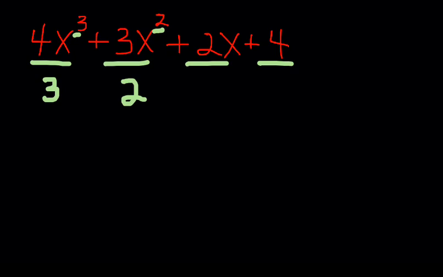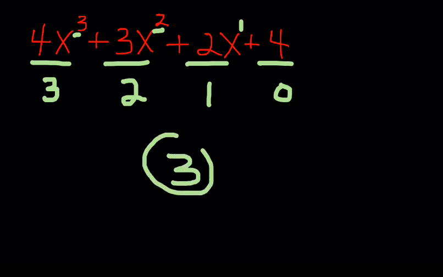And the third term is assumed to be a 1 since there's nothing after the x, so it would have a degree of 1. And there is no variable on the last term, so it has a degree of 0. So then the degree of the entire polynomial is the largest of all those degrees, which in this case would be 3. So this polynomial is said to have a degree of 3.